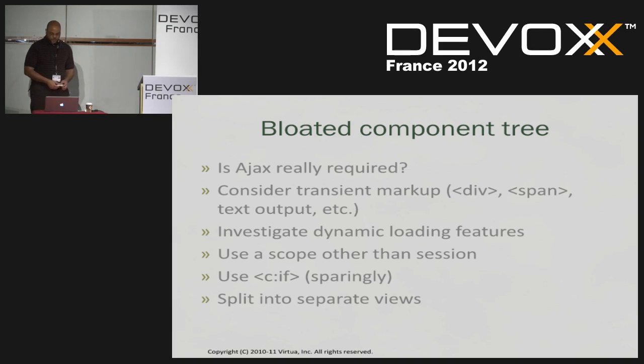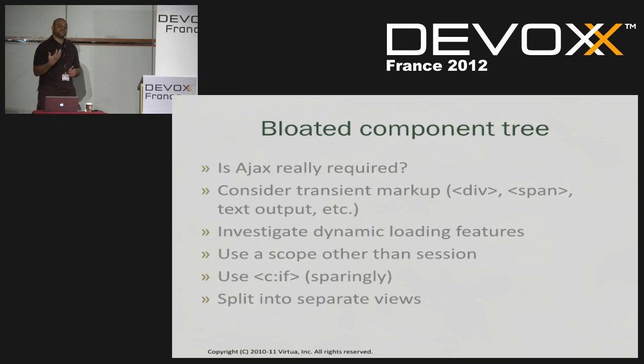Another thing that you can do is use the c:if tag. This is a feature from JSTL that's implemented in Facelets. What c:if does is it actually controls the creation of the component tree. Whereas rendered just decides whether or not the component is displayed to the browser, c:if actually decides whether or not the markup inside of it is added to the component tree.